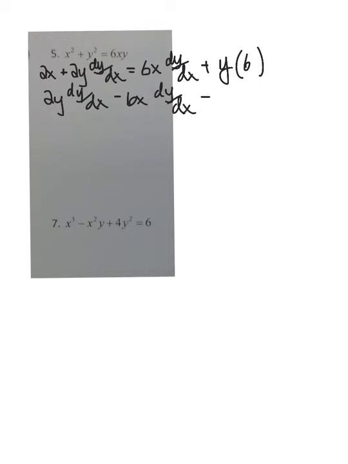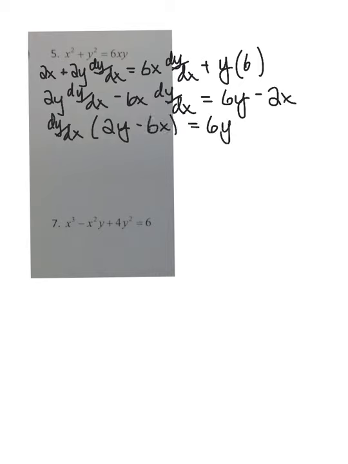And then everything that doesn't have a dy/dx goes on the right-hand side. So just like that. Okay, next step, we're going to factor out the dy/dx on the left-hand side. And lastly, we're going to divide out whatever is attached to that dy/dx, because what that gives us is the value of dy/dx.